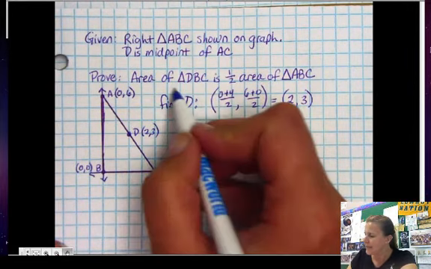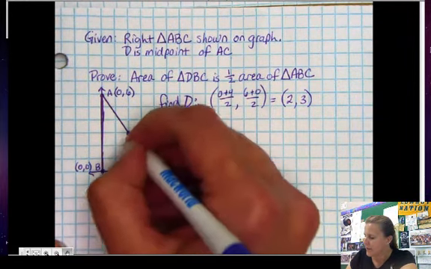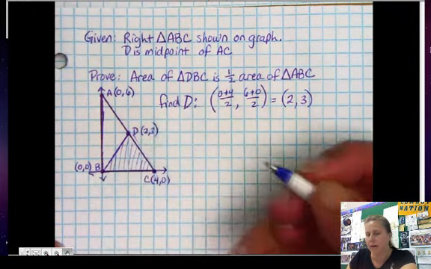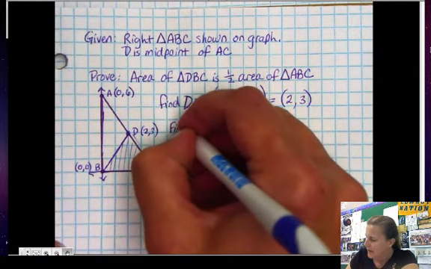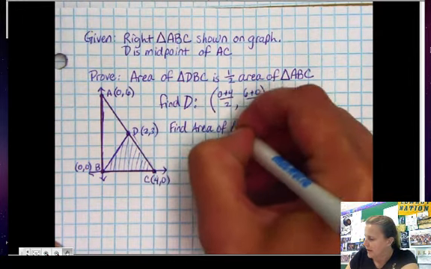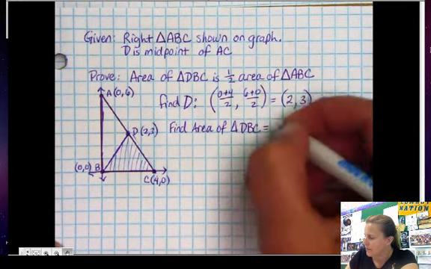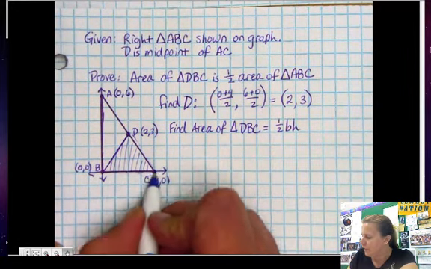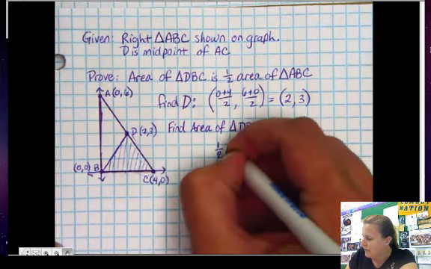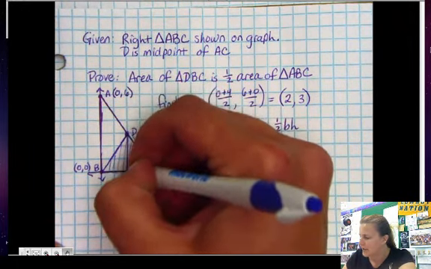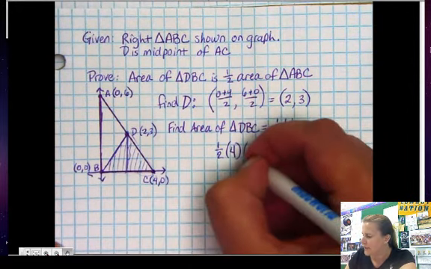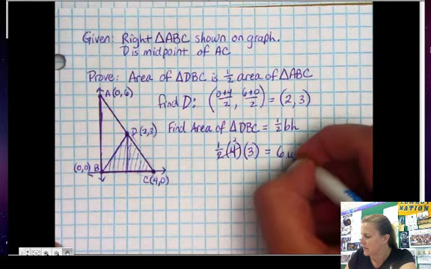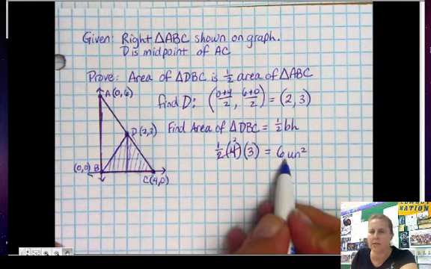So now I want to find the area of DBC. So let's go ahead and draw a line connecting. And I want to find the area of this triangle right here. Okay, so let's find the area of triangle DBC. Remember, area is 1/2 base times height. So my base is here, which is 1, 2, 3, 4. So that's 1/2 of 4 times, and my height is here, so that's 1, 2, 3. 1/2 of 4 times 3, which reduces to 2 times 3, which is 6 units squared. So my area of DBC is 6 units squared.